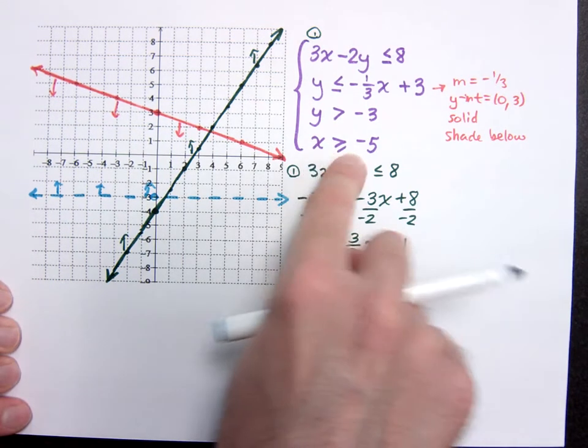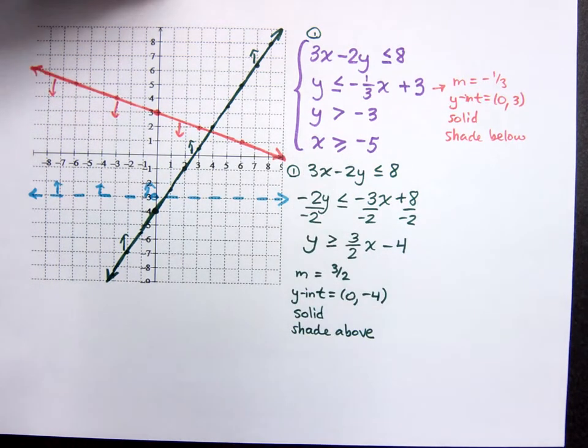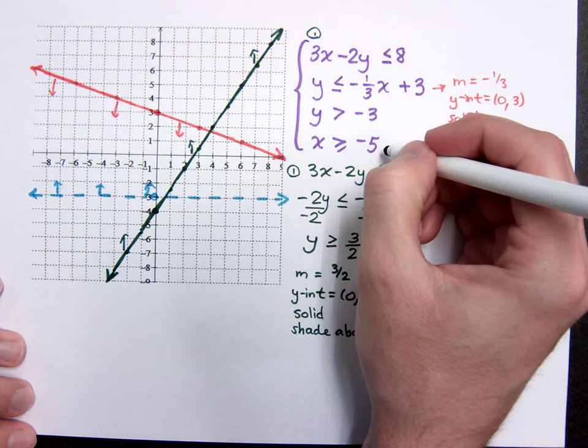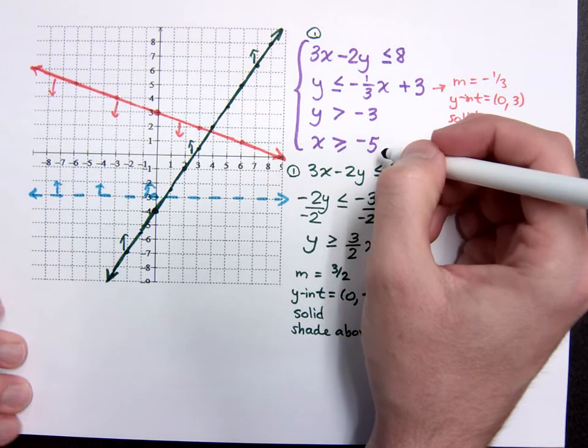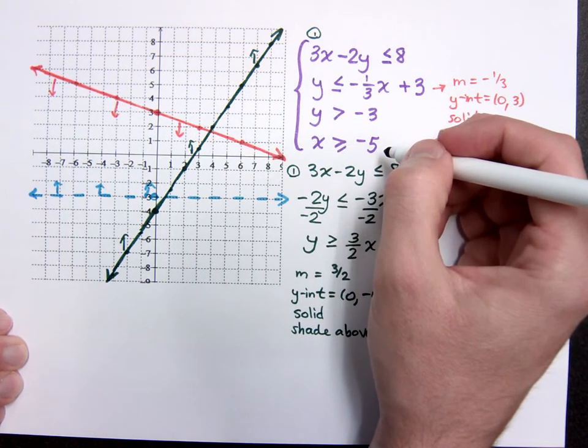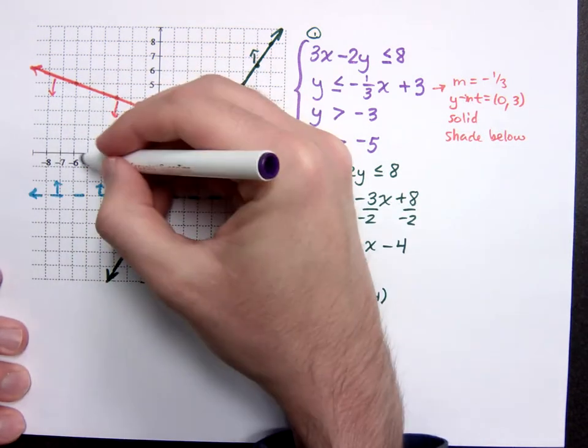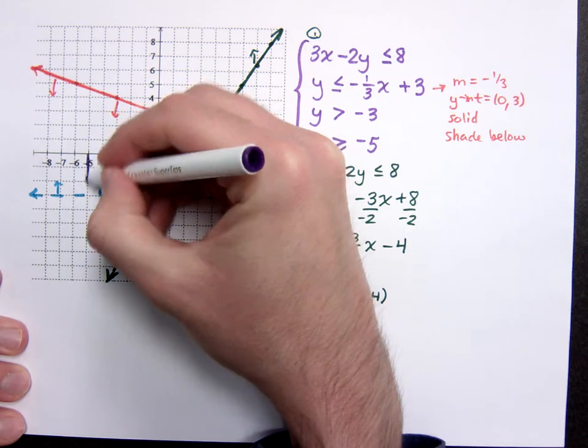Now it comes time for this last part. X is greater than or equal to negative 5. So what do you know about that one? Solid. Solid, what else? What does the graph look like? It's a vertical line going through negative 5. Solid, and you said it's solid, so let's go ahead and get that on here.